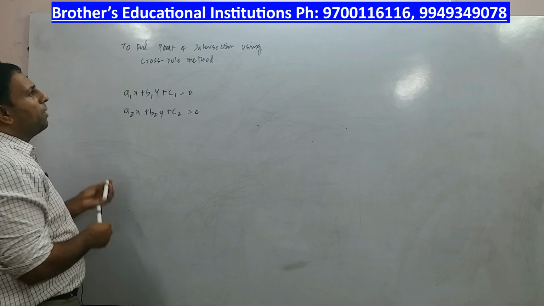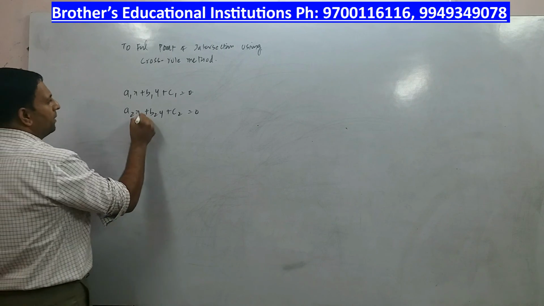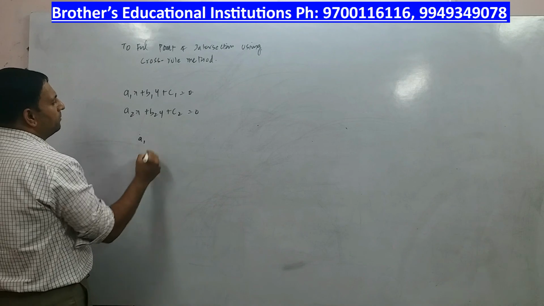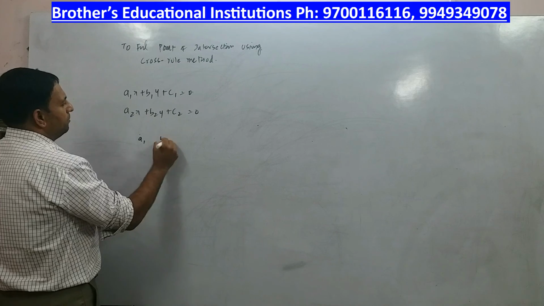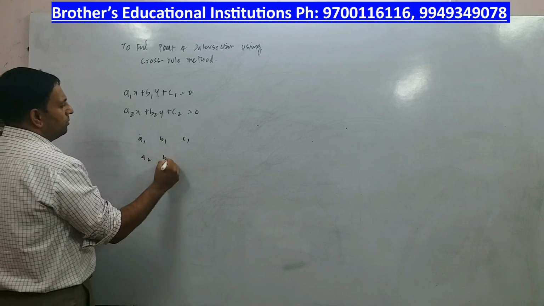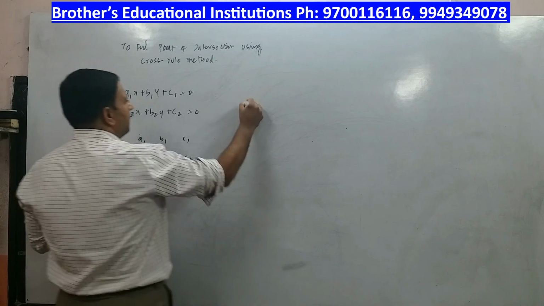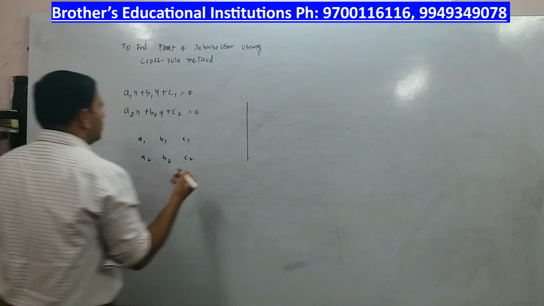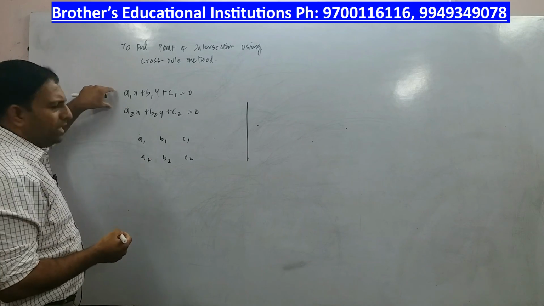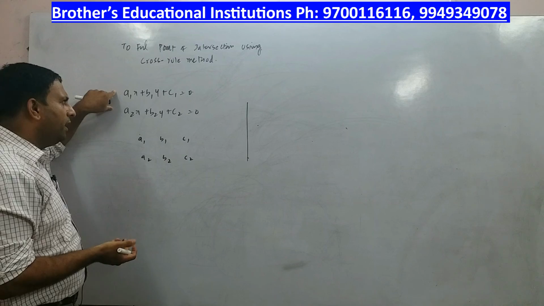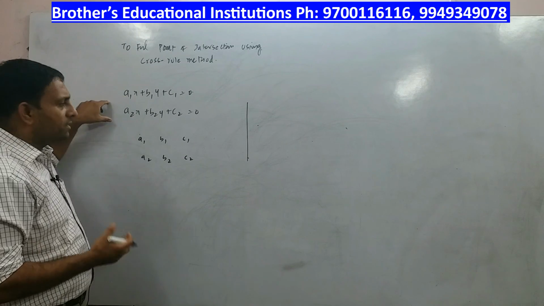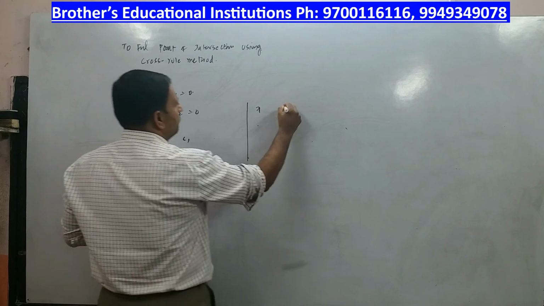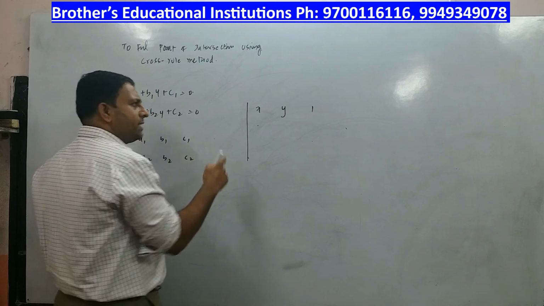In order to find the point of intersection, what am I going to do? Alright, I will first write a1, b1, c1, a2, b2, c2. Usually what you do to find the point of intersection, you eliminate x, then get the value of y; you eliminate y, then get the value of x. In cross rule method, what you are going to do is, you are going to write x, y and 1.